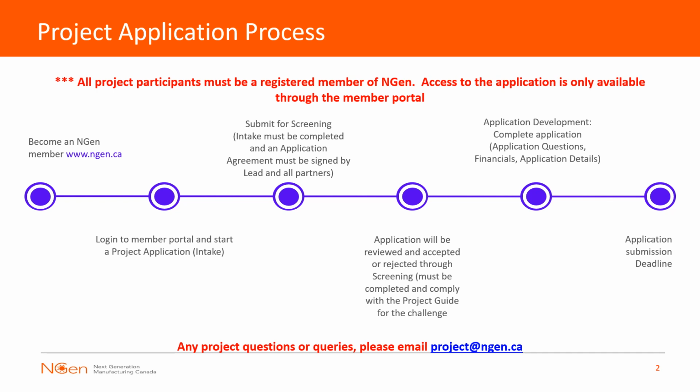Become an NGEN member. Start a project application, which you can access through our member portal. You must be an organization to apply for funding. Complete the intake application and submit to screening. Application will be reviewed and accepted or rejected through screening. Complete your application in application development, which includes application questions, financials, and application details. Once completed, you may submit your application.